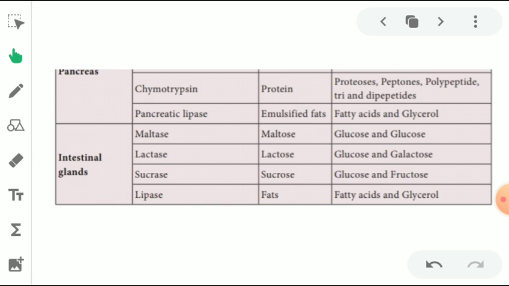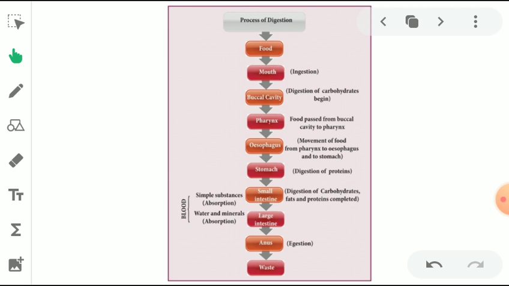Intestinal gland: maltase converts maltose into glucose and glucose. Lactase converts lactose into glucose and galactose. Sucrase converts sucrose into glucose and fructose. Lipase converts fats into fatty acid and glycerol.